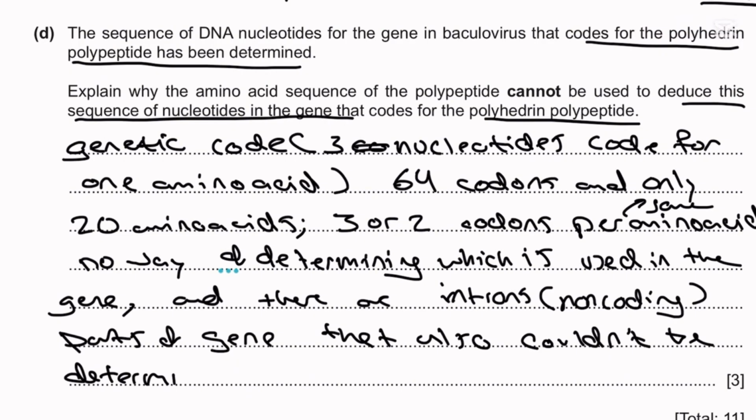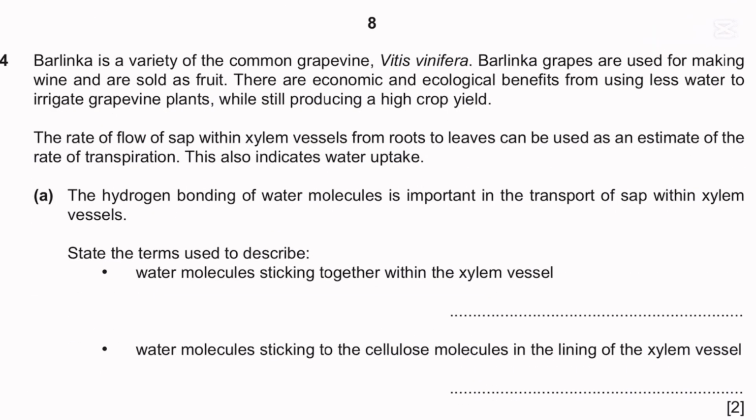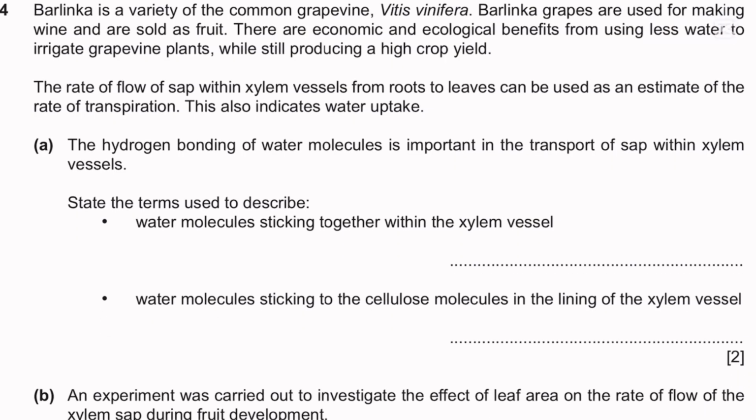Using amino acid sequence. Now this moves me on to 4. Berlinka is a variety of common grapevine, Vitis vinifera, and Berlinka grapes are used for making wine and are sold as fruit. There are economic and ecological benefits from using less water to irrigate grapevines, while still achieving a high crop yield. The rate of flow of sap within xylem vessels from roots to leaves can be used as an estimate of the rate of transpiration. This also indicates water uptake.